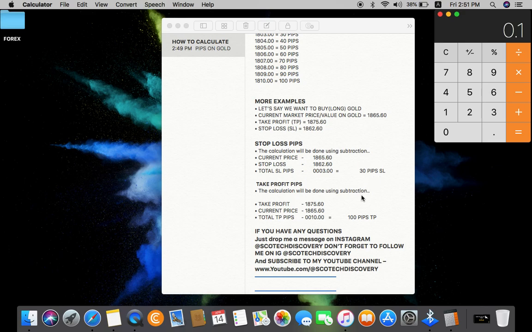The reason why you are knowing pip movement is for you to know how much you are ready to lose, right? I've talked about that in my previous video, and how much you are ready to make if the trade goes in your favor. So that's the essence of doing this pips calculation. It's also part of risk management. So briefly, we're just showing you guys how to calculate this.